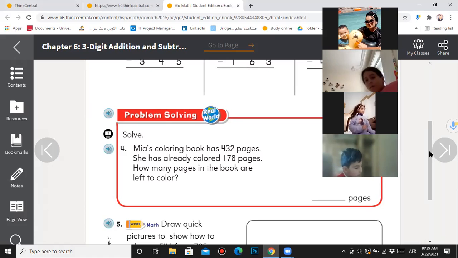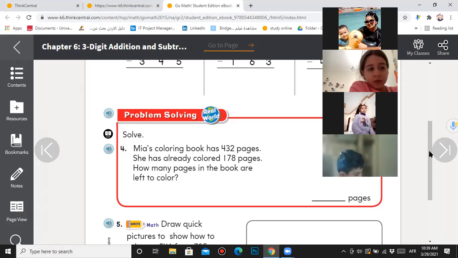Coloring. Yes, coloring. Coloring box has 432 pages. Yes. She has already colored 178 pages. Yes. How many pages in the box are left to color? Okay. What do you think?